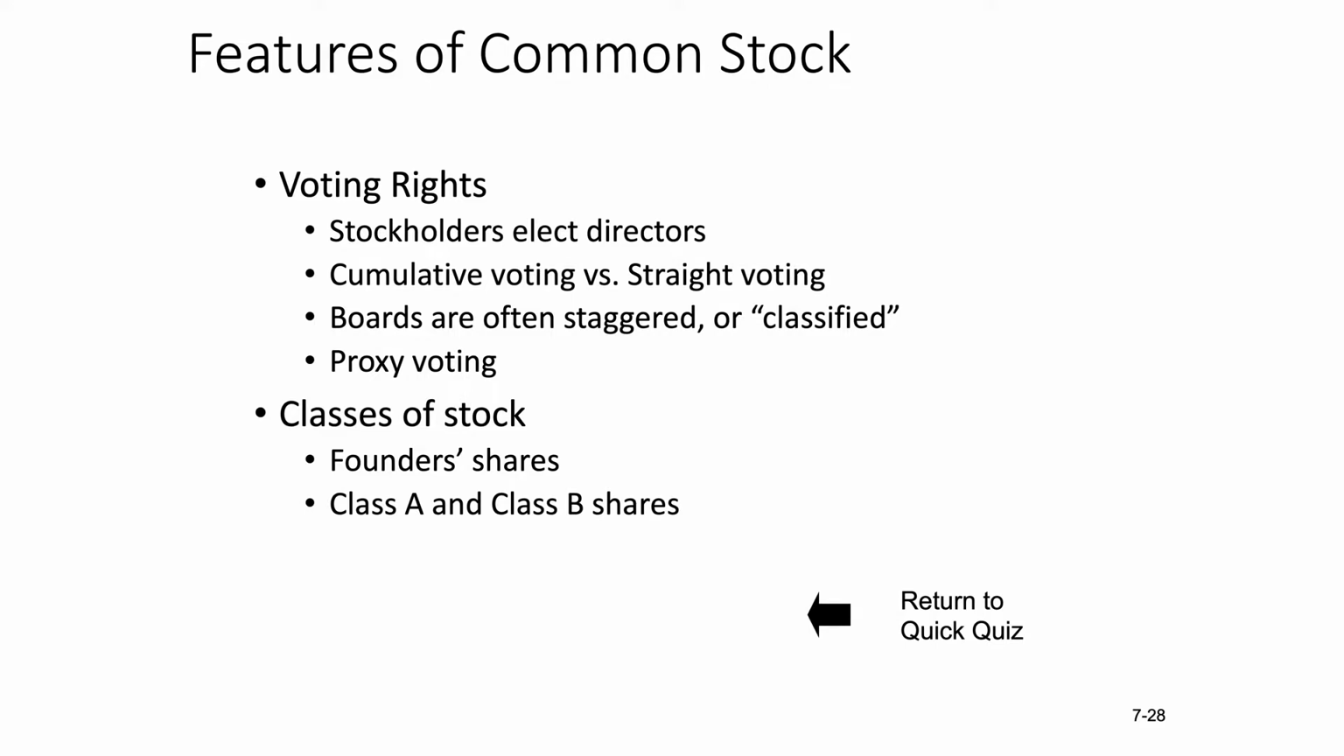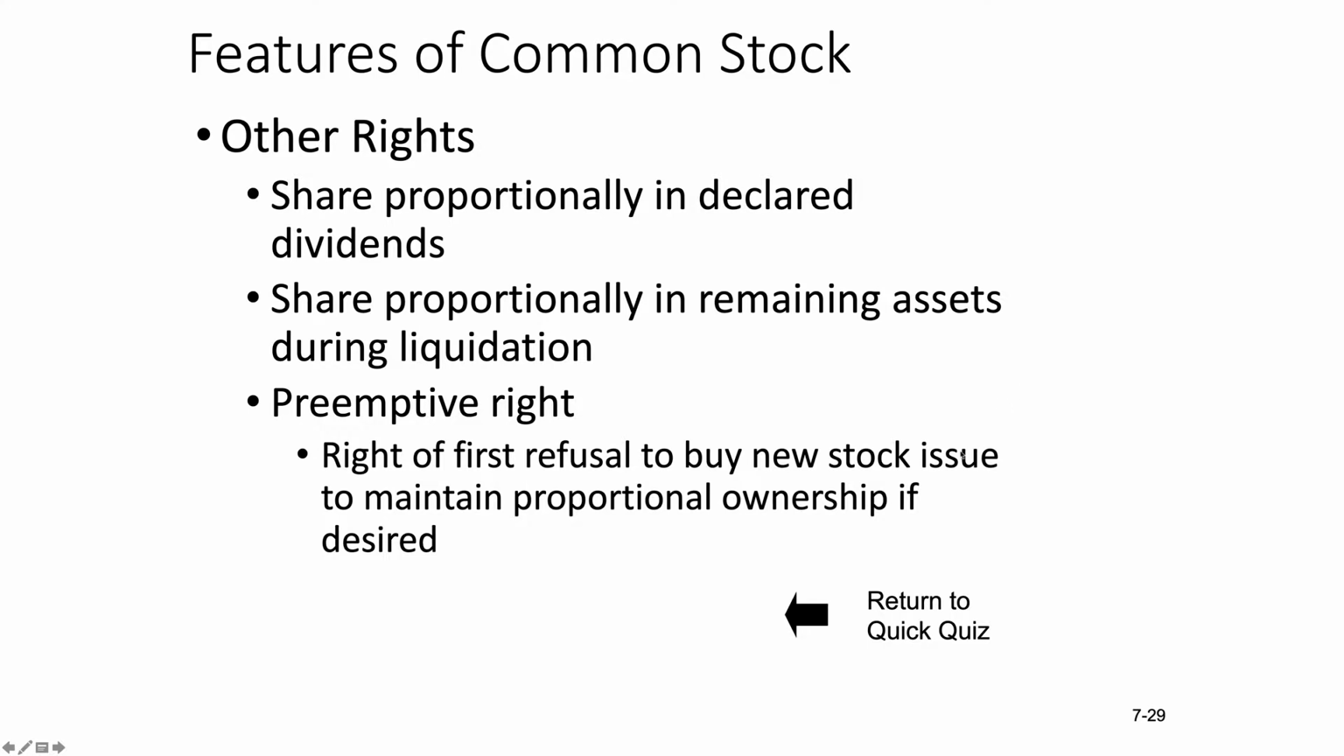Another right for common stocks is to share proportionally in declared dividends. The more shares you have, the more dividends. When the company's assets get liquidated, sold at the very end, if it finally liquidates, you will be paid according to the proportion of shares you hold. The more shares you have, the more you get paid.